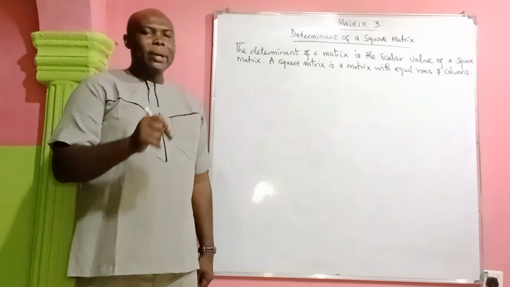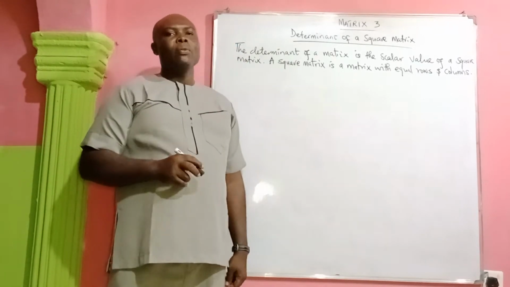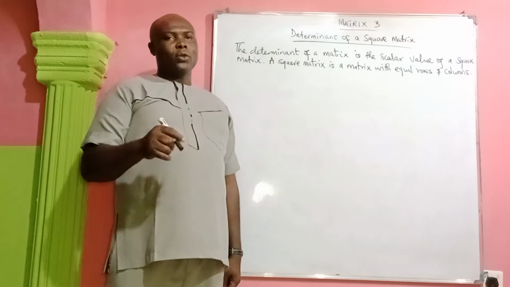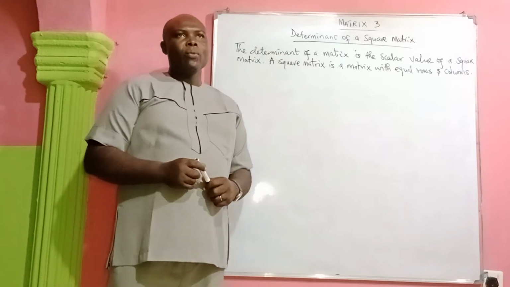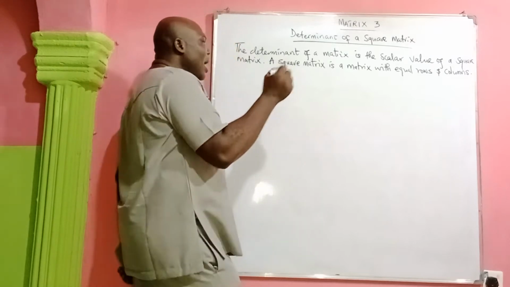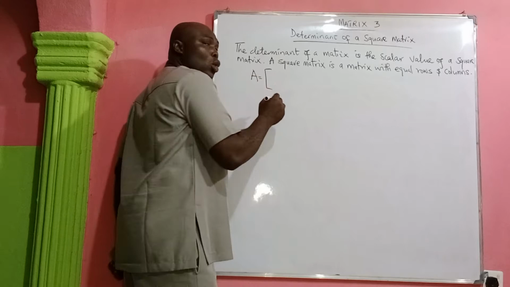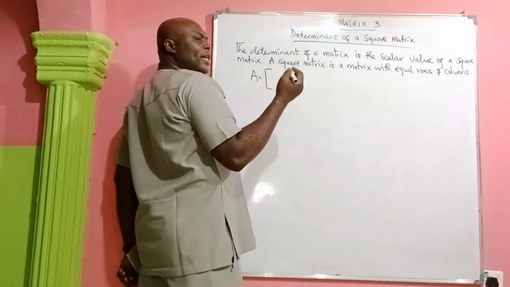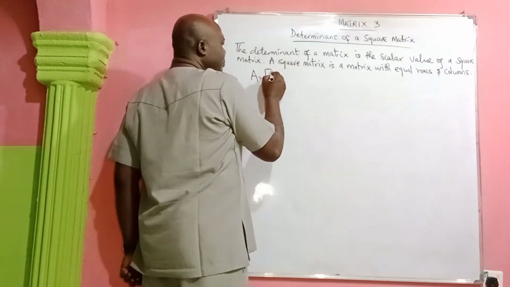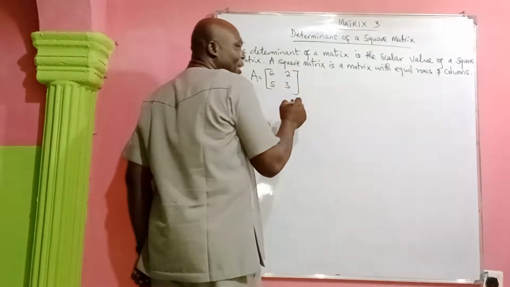A 2 by 2 matrix is a square matrix. A 3 by 3 matrix is a square matrix. And a 4 by 4 matrix is a square matrix. So let's go straight to the determinant of the matrix. We'll take 2 by 2. Now, assuming we've been given a matrix A to contain the elements, say 6, 2, 5, and 3, and we've been asked to find the determinant.